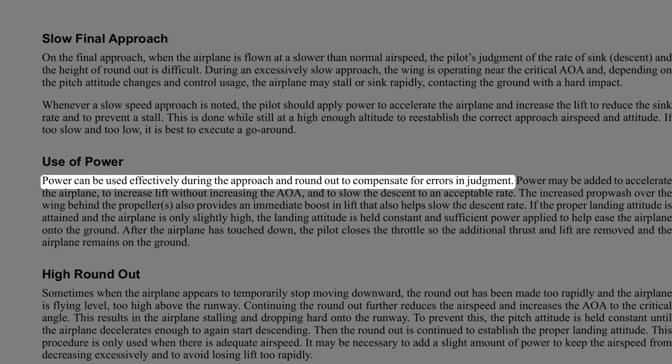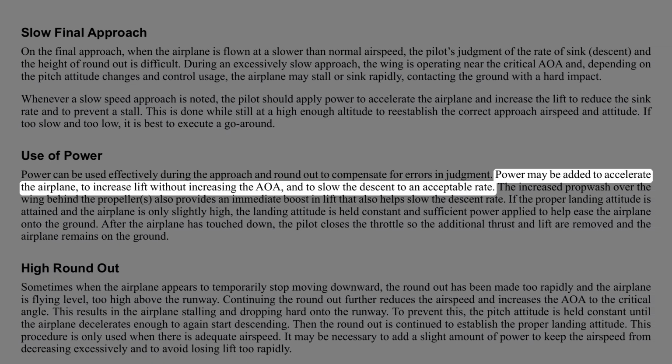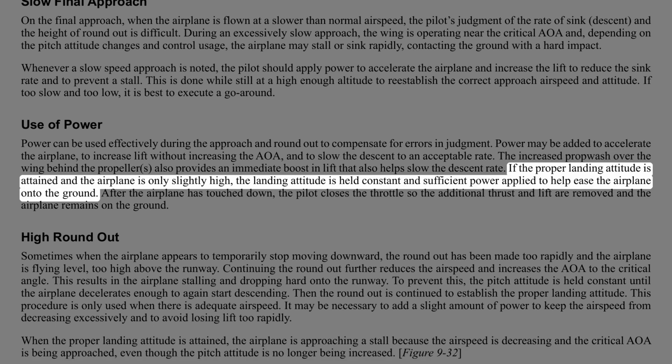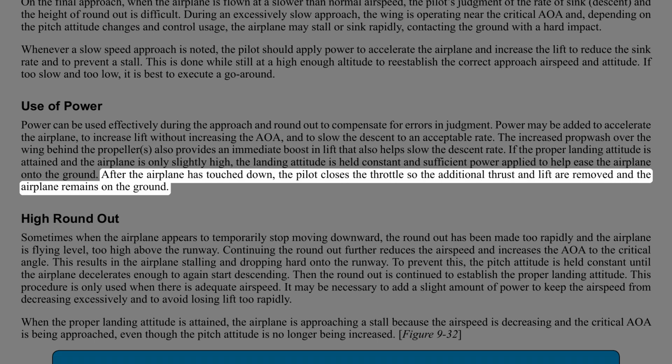Use of power. Power can be used effectively during the approach and round out to compensate for errors in judgment. Power may be added to accelerate the airplane, to increase lift without increasing the AOA, and to slow the descent to an acceptable rate. The increased prop wash over the wing behind the propellers also provides an immediate boost in lift that also helps slow the descent rate. If the proper landing attitude is attained and the airplane is only slightly high, the landing attitude is held constant and sufficient power applied to help ease the airplane onto the ground. After the airplane has touched down, the pilot closes the throttle so the additional thrust and lift are removed and the airplane remains on the ground.